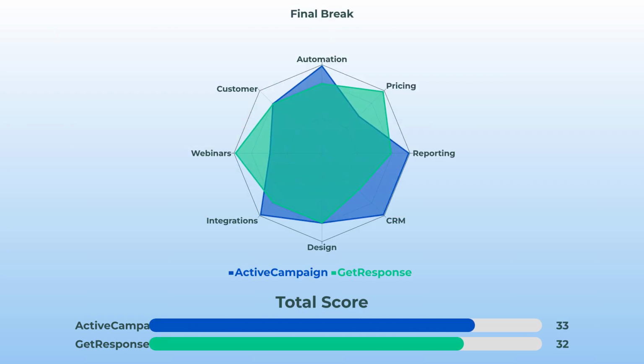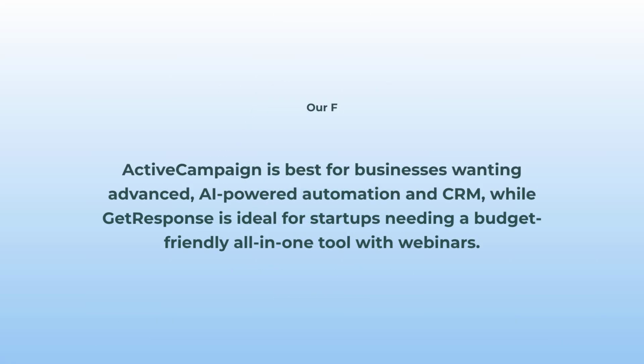All right, let's quickly recap everything side by side. When you put all these categories together, you'll see ActiveCampaign dominating in complex automation, CRM, analytics, and integrations, while GetResponse pops in with pricing and those built-in webinars and funnels. Some close calls, but the gaps really show up if you want feature depth or just want to keep things simple. So here's my honest takeaway.